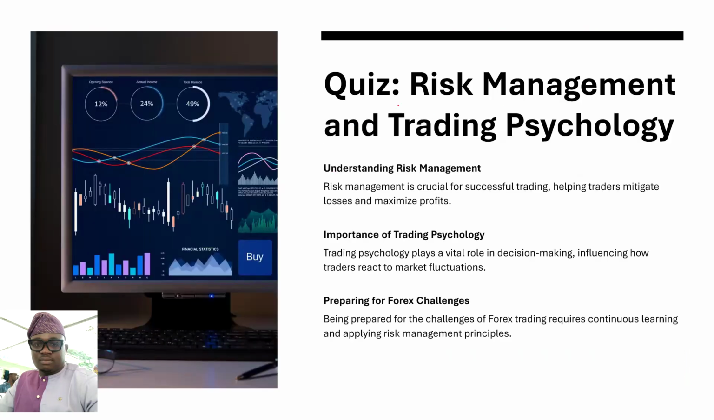Risk management and the trading cycle. Understanding risk management: risk management is crucial for successful trading, helping traders mitigate losses and maximize profits. You must know that. Importance of trading psychology: it plays a vital role in decision making, influencing how traders react to market fluctuations. This fluctuation is what makes us money and takes away money from us. So when you're witnessing all those fluctuations in the market and your emotions are not balanced, you make mistakes.